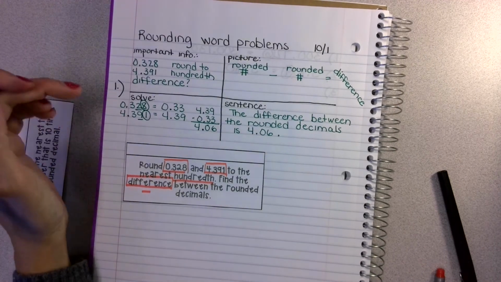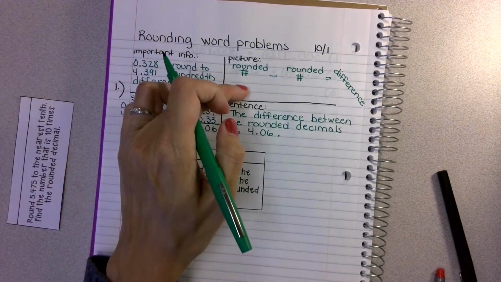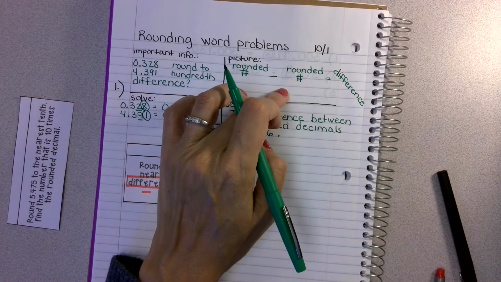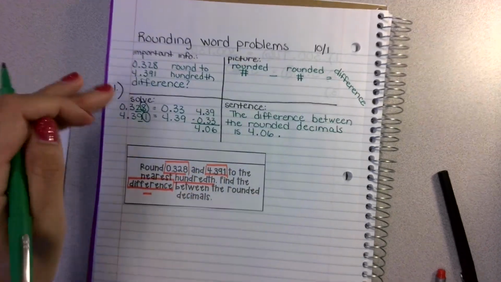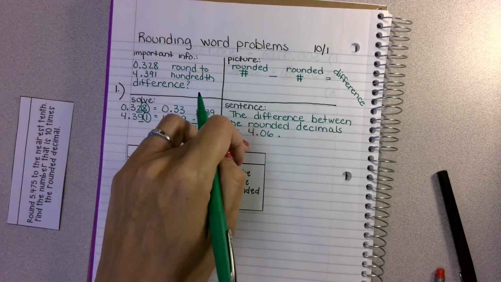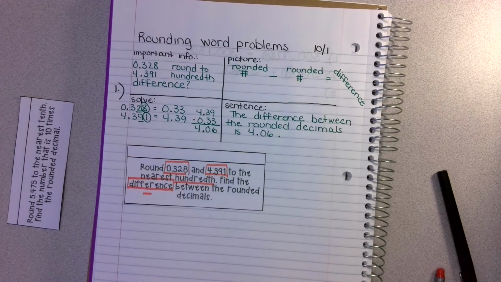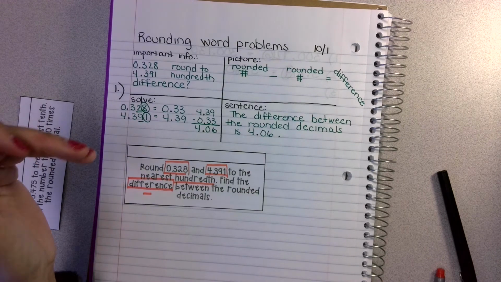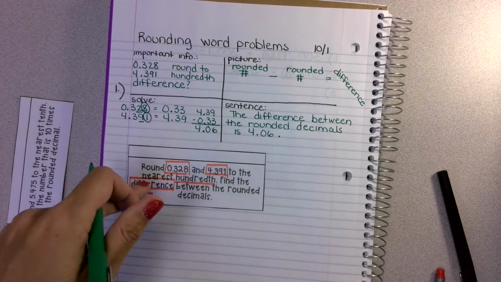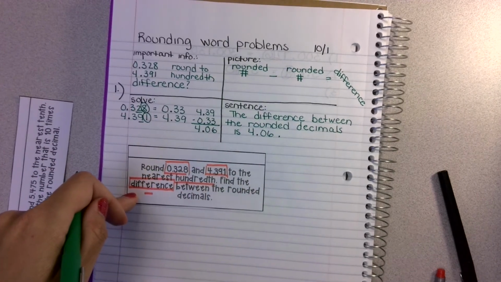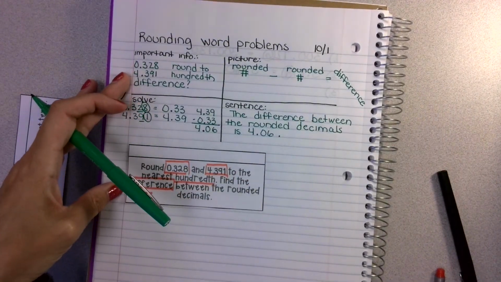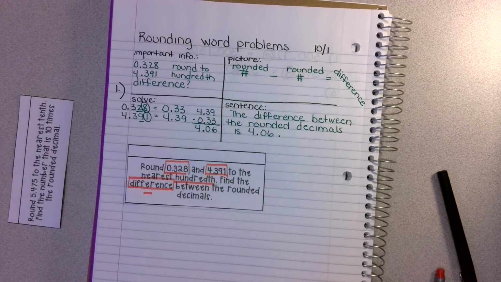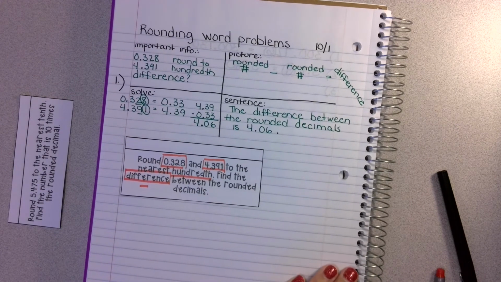Okay, so I wrote down my important information. I showed some representation of a picture that I understood what was going on in the word problem. I solved it. I wrote a sentence actually answering the question. So did I actually answer this problem? That makes sense. Yes. And this is how you show your work to do it. I am not going to accept anything different when we do word problems. So you might as well get used to doing it this way now.